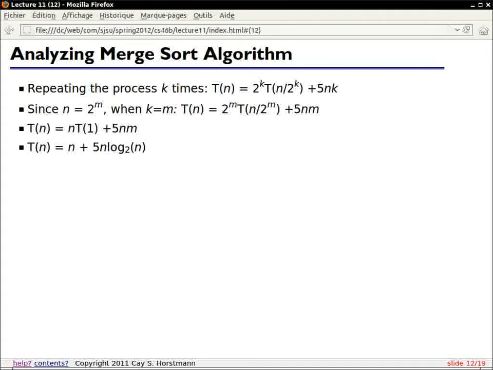Okay, now I have this pesky m in here, but since n is 2 to the m, I can solve for m by taking the log on both sides, log base 2. Then on the left-hand side I get log 2 of n, and on the right-hand side I get log 2 of 2 to the m, which is m. And that way I can eliminate the m. And I get that T of n is n plus 5n log 2 of n.